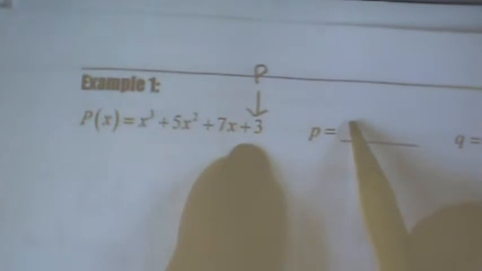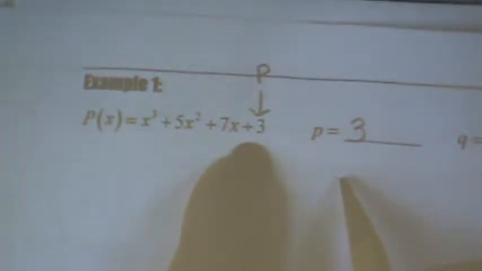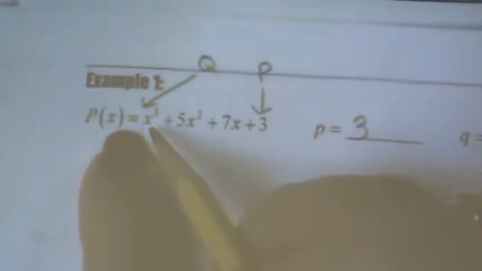Okay, here's your polynomial. I want to find all the rational or irrational zeros. So it's in standard form: 1, 5, 7, and 3. 3 is your constant. So when I refer to the p-value, this is the p-value I'm talking about, 3. When I refer to the q value, q is going to be the leading coefficient, which is 1.